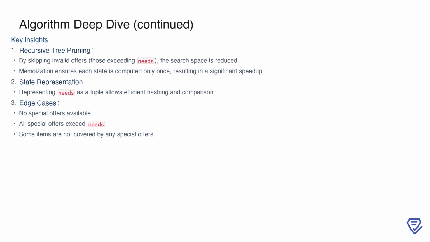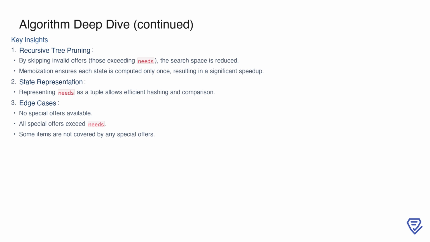There are several key insights that make this approach effective. First, pruning the recursive tree by skipping invalid offers significantly reduces the search space, as we only evaluate offers that can actually be applied. Second, memoization ensures that each unique state of needs is computed only once, which drastically improves performance. Third, representing needs as a tuple makes it easy to compare states and use them as keys in a hash map for memoization. Edge cases are also important to consider.